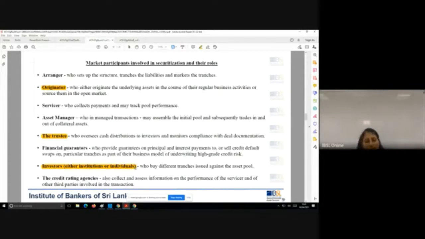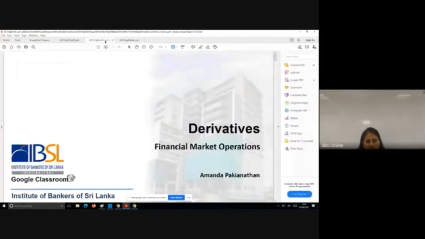Financial guarantors, what are they up to? They will guarantee the repayment of principal and interest to the investors for certain tranches. Obviously, financial guarantors will not come in and guarantee repayment of capital and interest for the high risk category, because it's high risk. Most probably it will materialize. Usually they give such guarantees to the low risk tranches. Okay, so in that situation you will have financial guarantors also stepping into this entire arrangement.